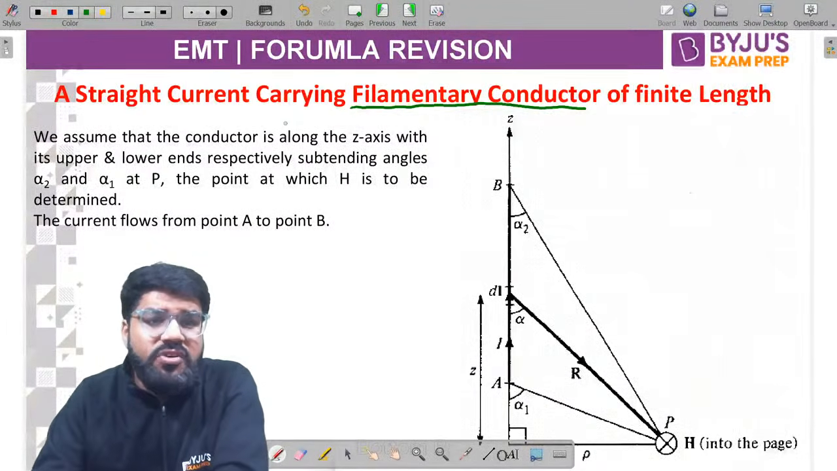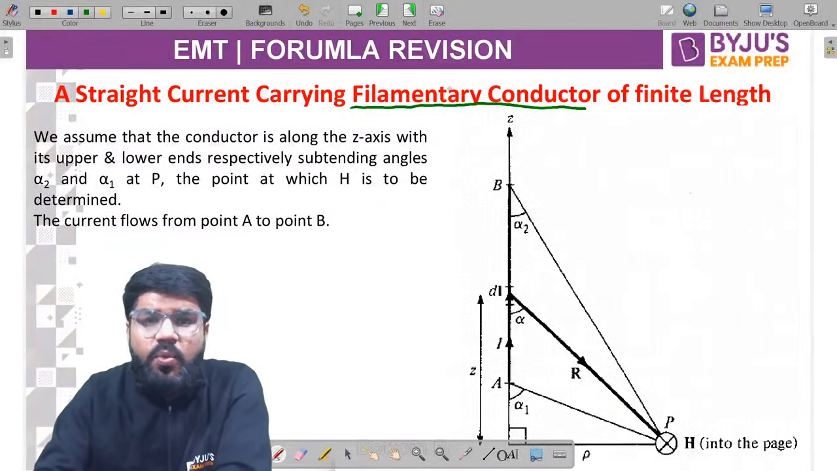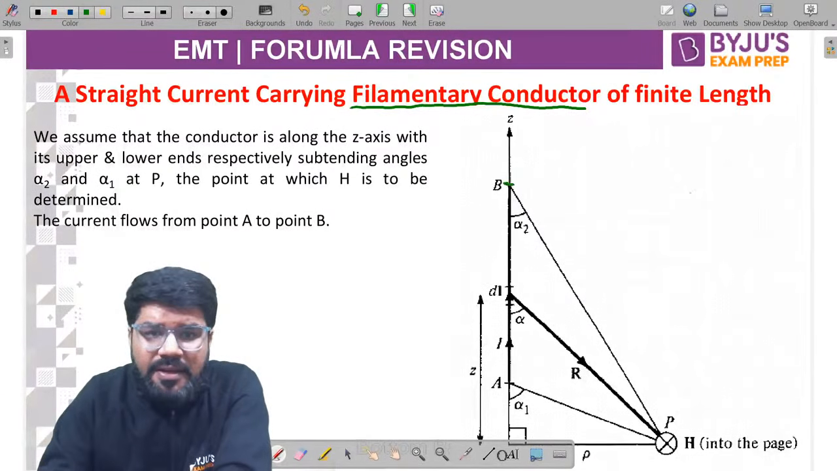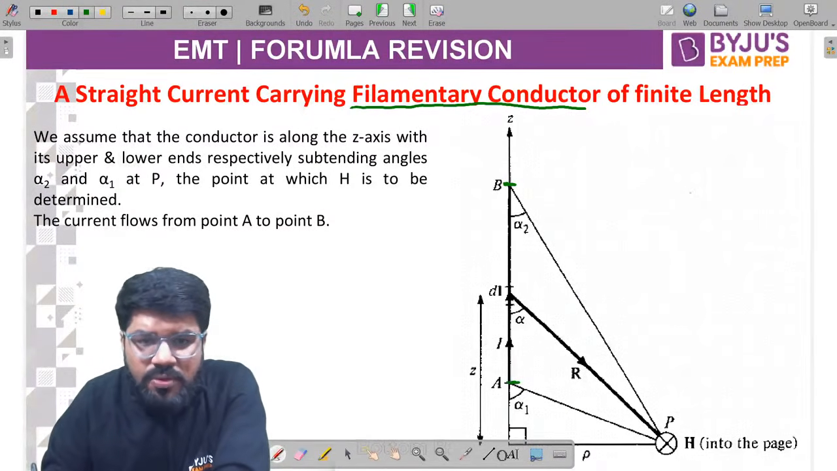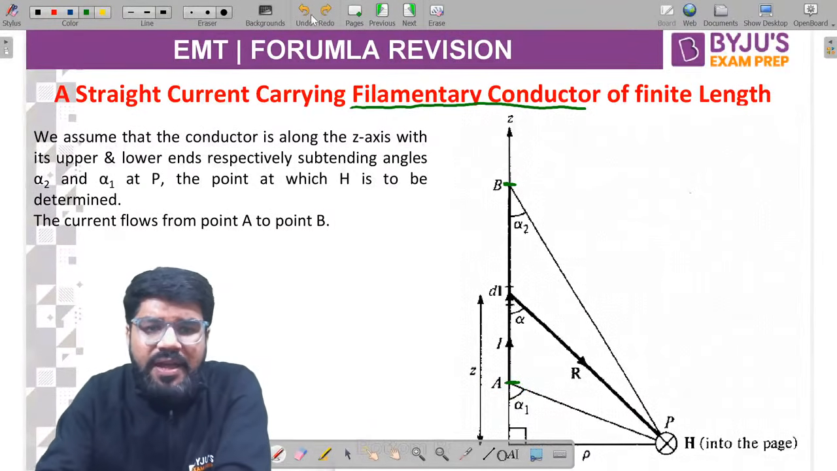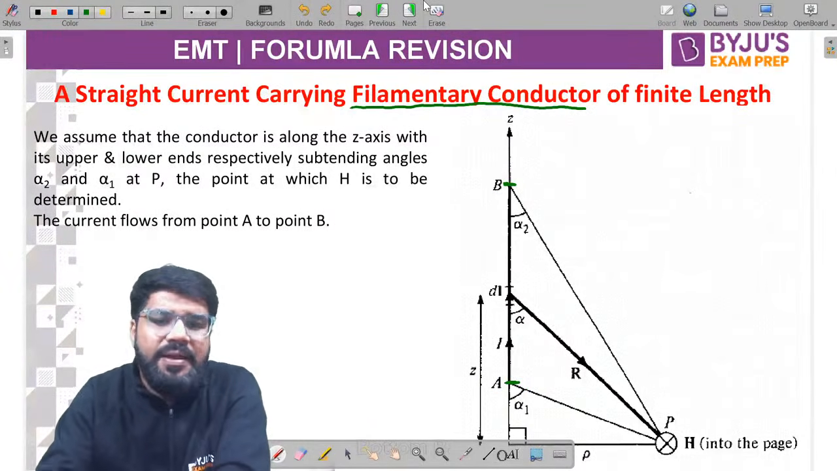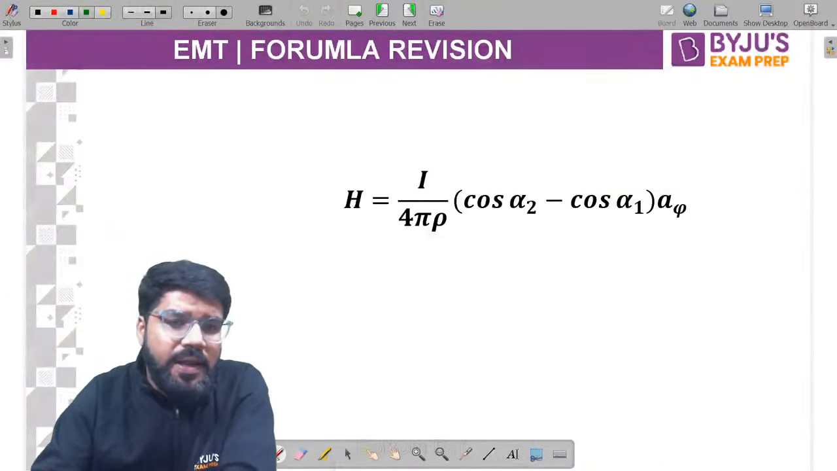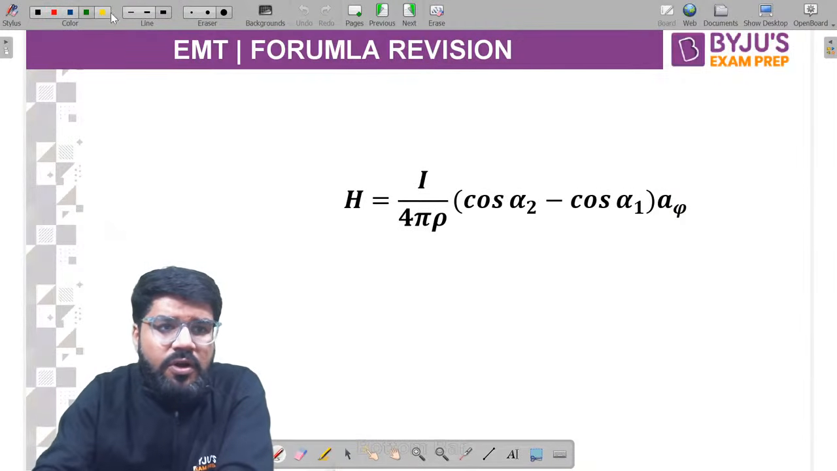Okay, so if you have a straight current carrying filamentary conductor, a very thin conductor of finite length, placed from point A to point B. A is the starting end of the current, B is the terminating end, and we have a wire of finite length. What is the magnetic field? It is given by the formula after the application of Biot-Savart law.